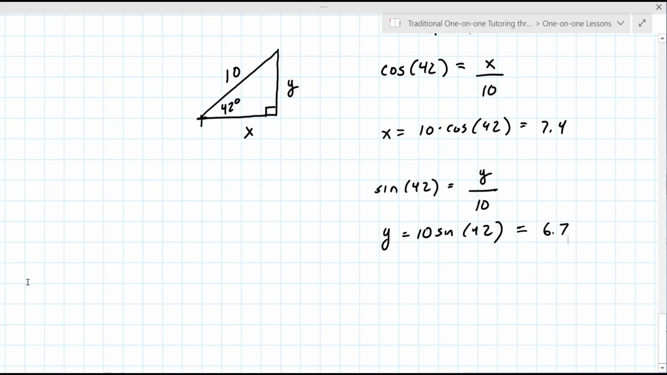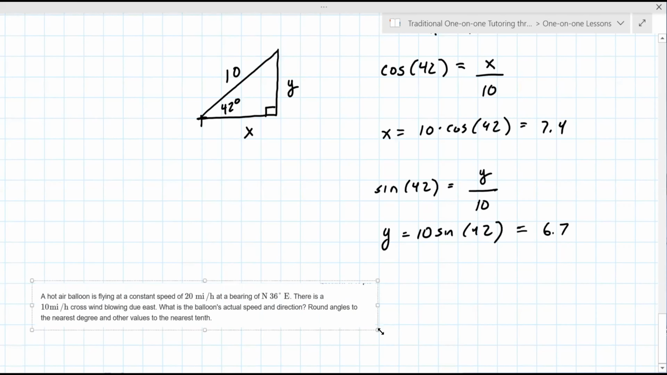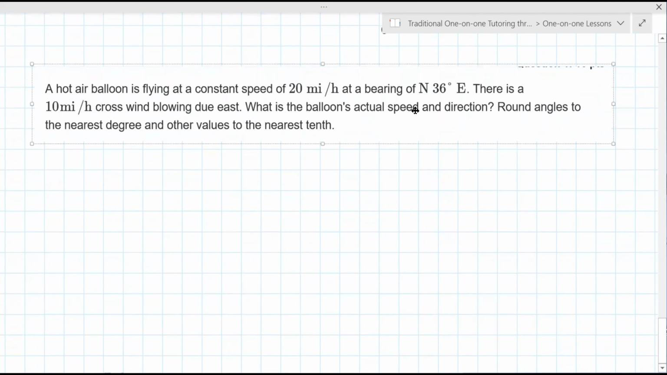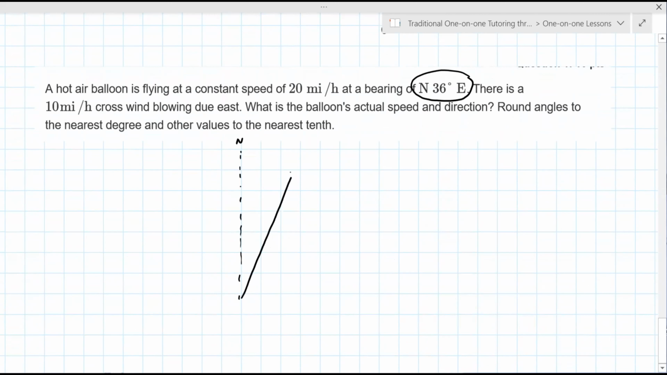All right, we're on to our last two problems, and then we'll maybe see if we can do another assignment here. So this is an interesting question. This actually is a real life question, but you can read it if you want. But the thing that probably most students struggle with, and I had to actually look this up, is what does this mean? So this is straight north, and then 36 degrees east means that there's an angle here of 36. So this angle right here is 36 degrees. And then there's a crosswind blowing due east. So there's a wind blowing that way.